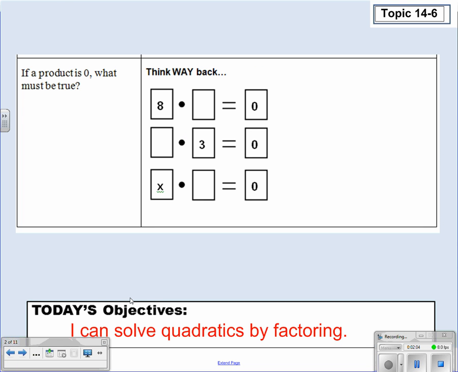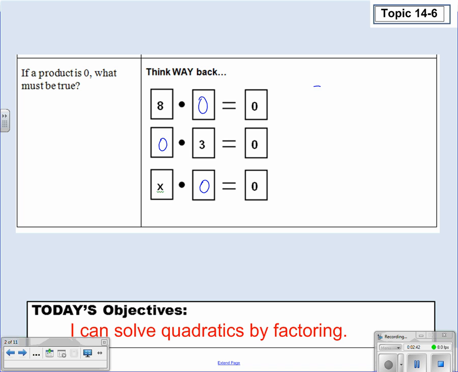So before we can solve quadratics, let's talk about this: if the product of two numbers is equal to 0, then what must be true? If I have 8 times some number equal to 0, then we know that the number that 8 is being multiplied by has to be 0. Some number times 3, if I want it equal to 0, then that number needs to be 0. This gives us that any number x times some number, in order to get 0, that number must be 0.